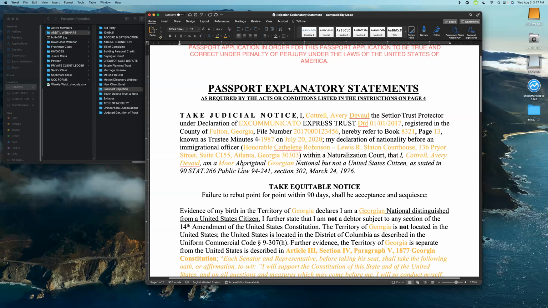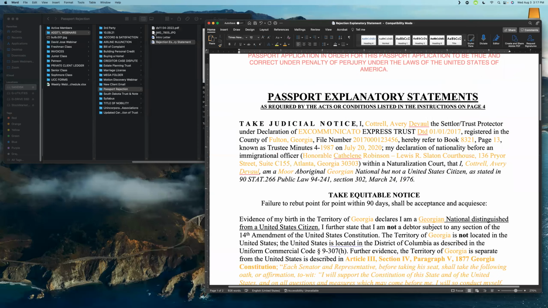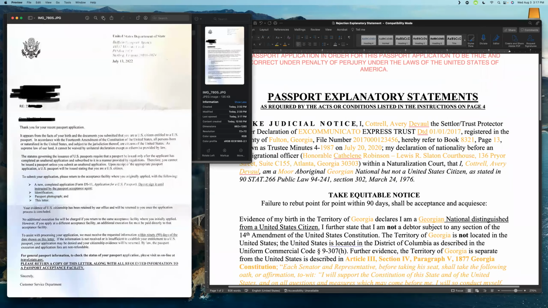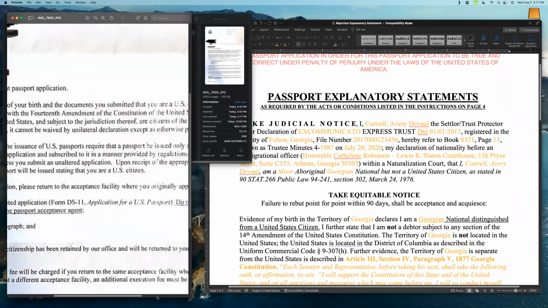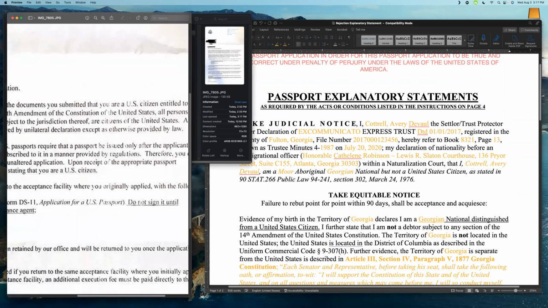There's only three that you can use: Moor, Aborigine, and Hindu. If you're not from the West Indies of India nation, you don't want to use Hindu. But Moor, Aboriginal, or Hindu, and then you put the country you were born in, followed by this phrase here. And that comes from this law. So we have just fulfilled the part where they asked us, except as otherwise provided by law. And here's the law.